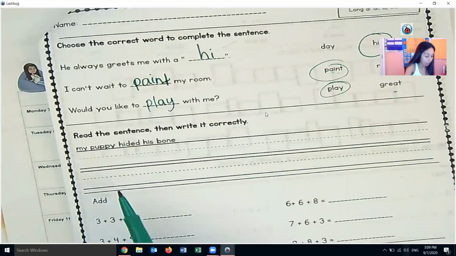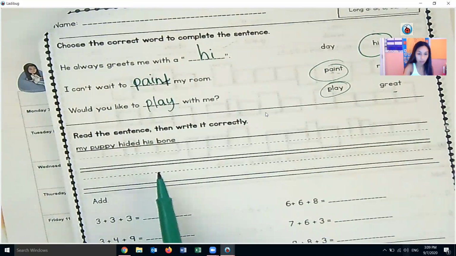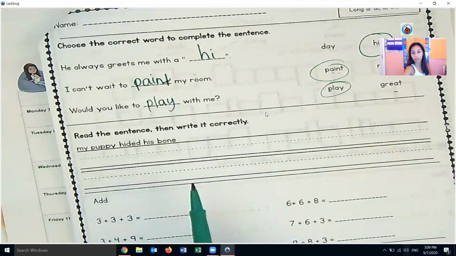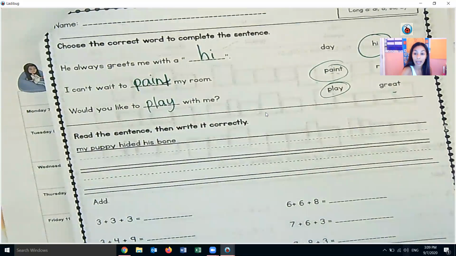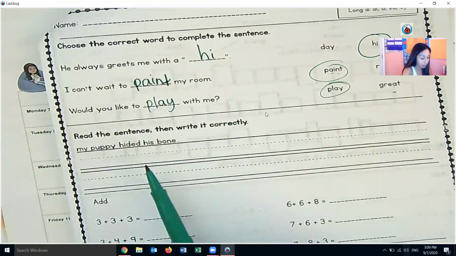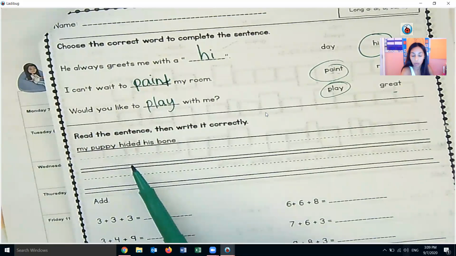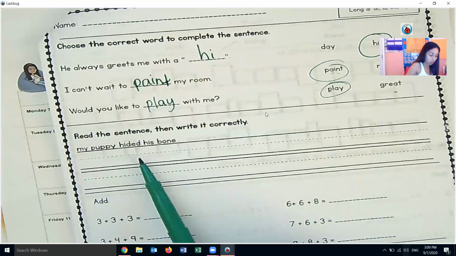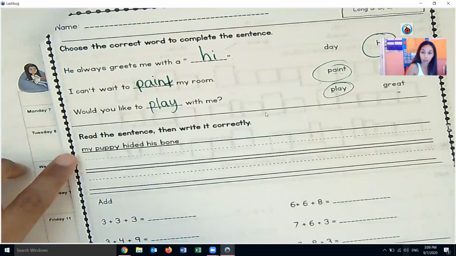Read the sentence and write it correctly. My puppy hided his bone. A lot of times when something's already happened, if we add ed, it means it already happened. But there are words that don't follow that and they change. So that's what we're going to change on this one. Instead of hided, we're going to change that. Let's start at the beginning with my.